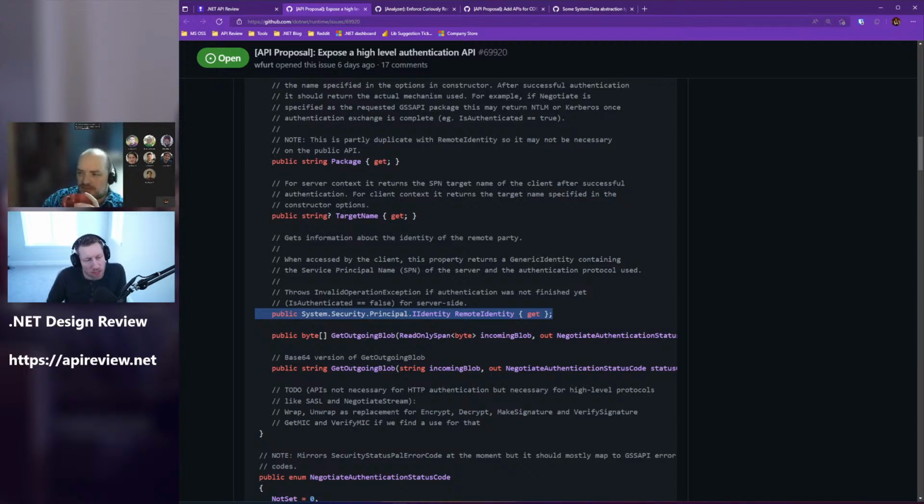So one question I have is, the API proposal says high level authentication API, but I guess it's high level for people that normally just write buffers by hand. So is this basically an API that we expect high level APIs like HTTP client and things to use, or do we expect normal .NET customers to call these APIs directly?